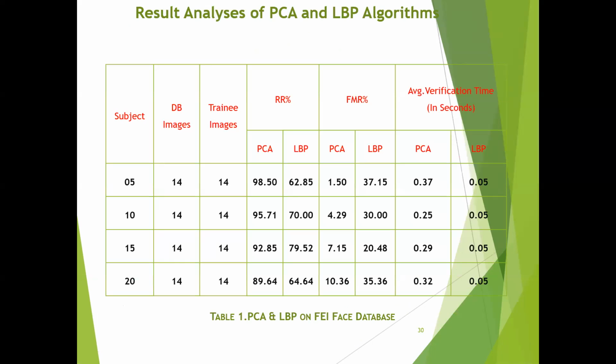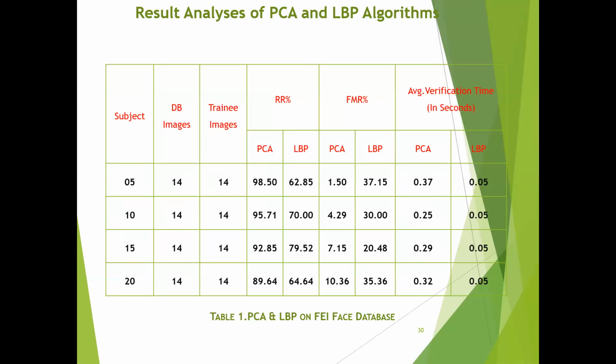Now let us discuss the image readings. Subject means person. So if you have 5 persons, each person has 14 images, and all images are in the database, right? Whatever 14 images you have given, all images are already in the database.